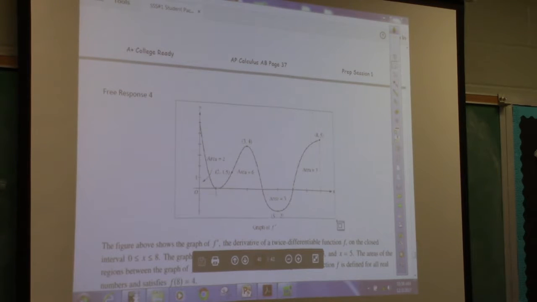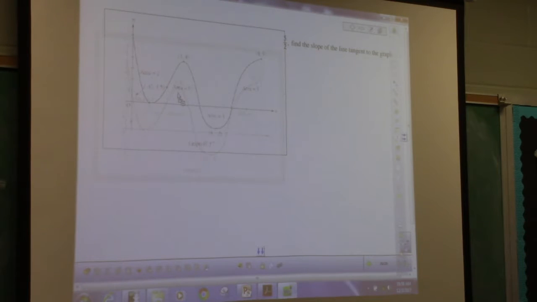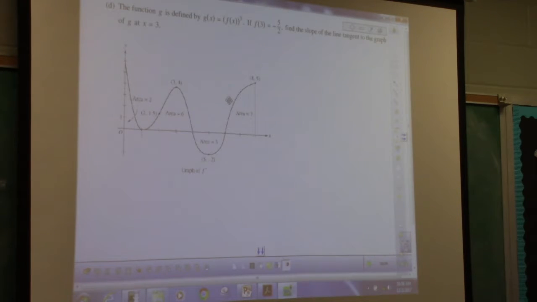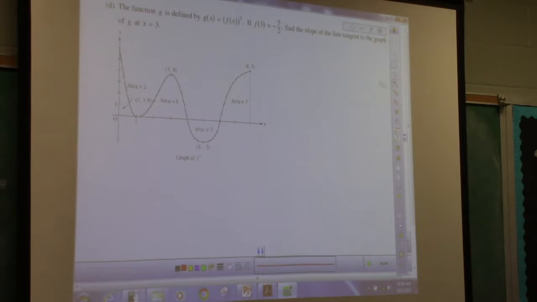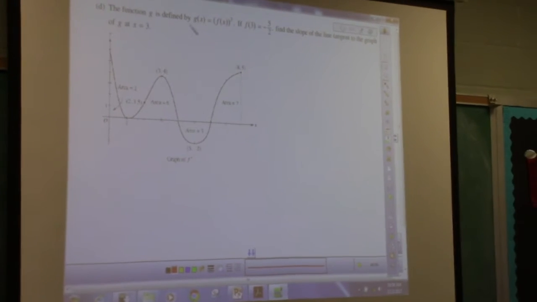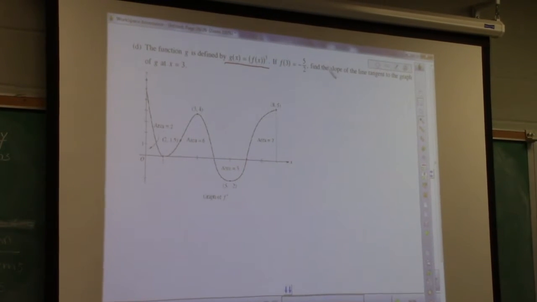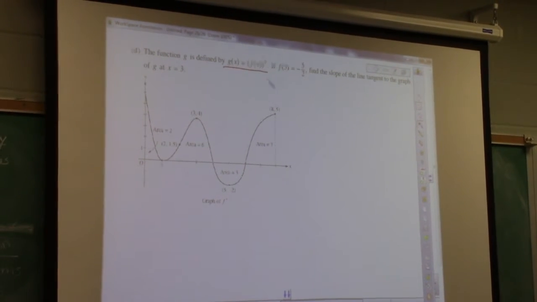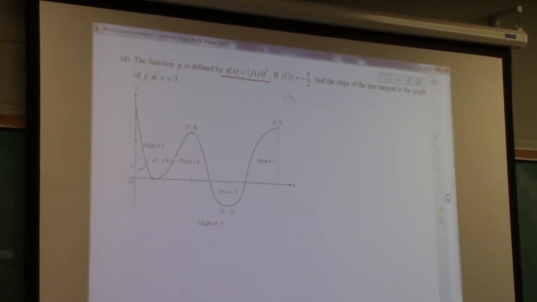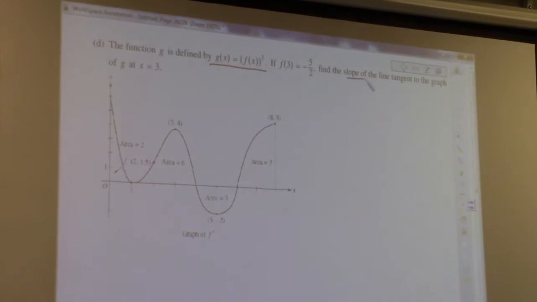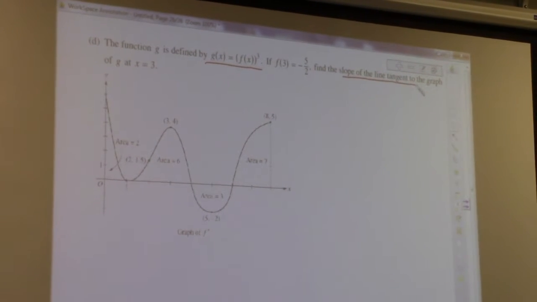Alright, so here's the graph. Once again, this is the graph of f prime, and then here is the question. It says the function g is defined by this. So here's g of x. We're told that f of 3 is negative 5 halves. Find the slope of the line tangent to the graph of g at x equals 3.